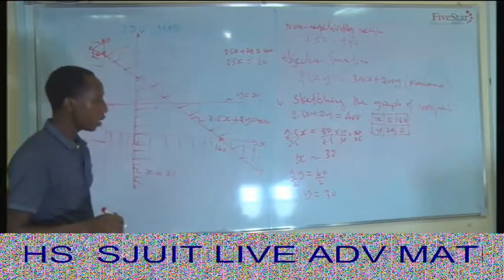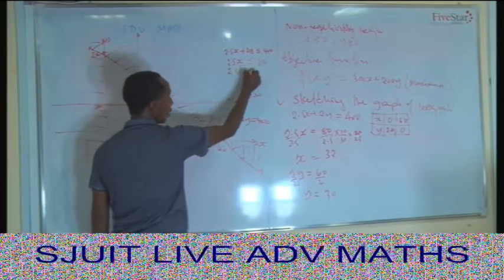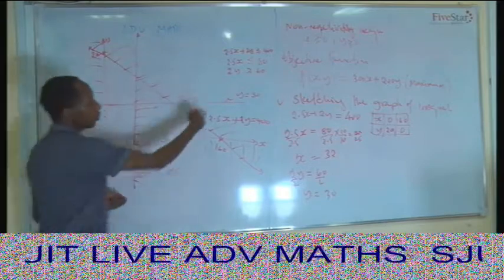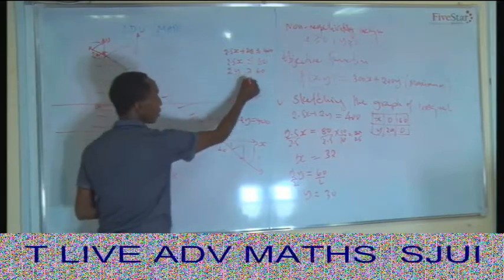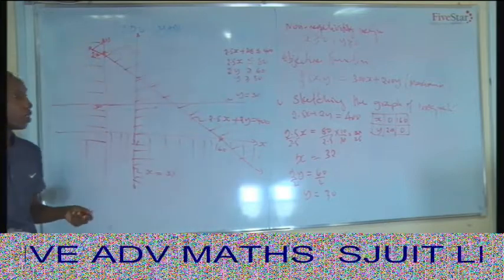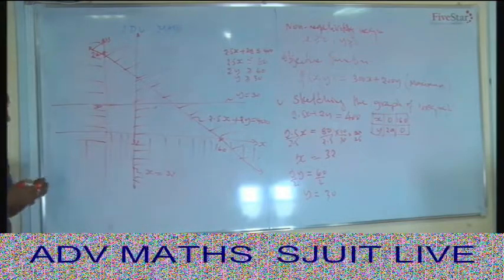And this line comes from the inequality. The original inequality was y greater or equal to 60. Of course, if you simplify this, it's just the same as y greater or equal to 30. Dividing both sides by a positive number does not change the sign of the inequality. So this is y greater or equal to 30.